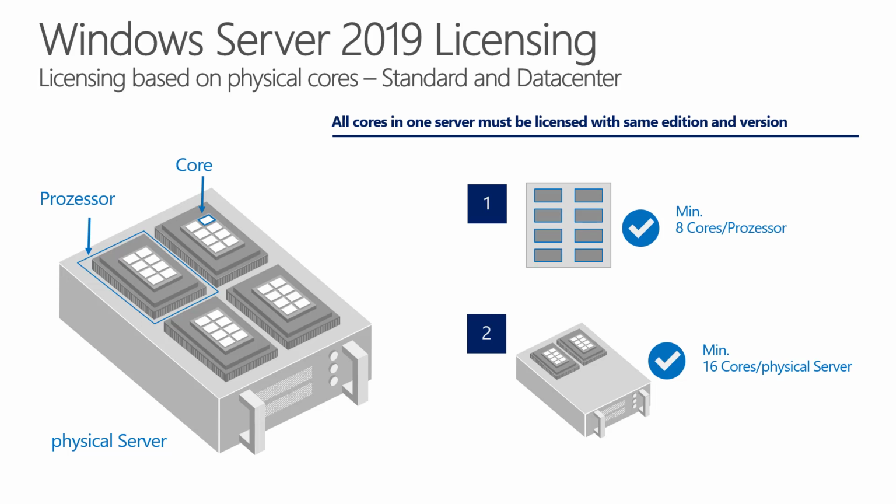So let's think about a few examples. If we have a physical server with 8 cores, we have to license 16 of them.